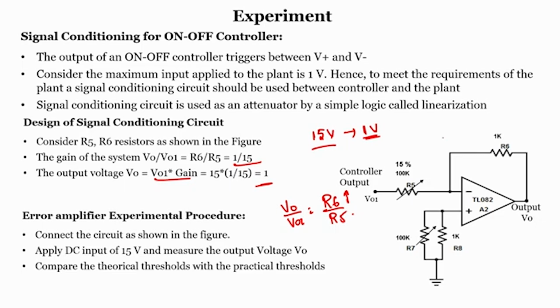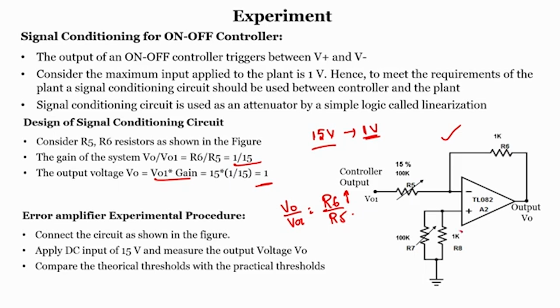I hope you understand why we have used a signal conditioning circuit at the output of the on-off controller, right. We have to design it in order to match the input parameters of the plant with respect to the controller output. So, we need to have one more block, and that block is a signal conditioning block in this case.